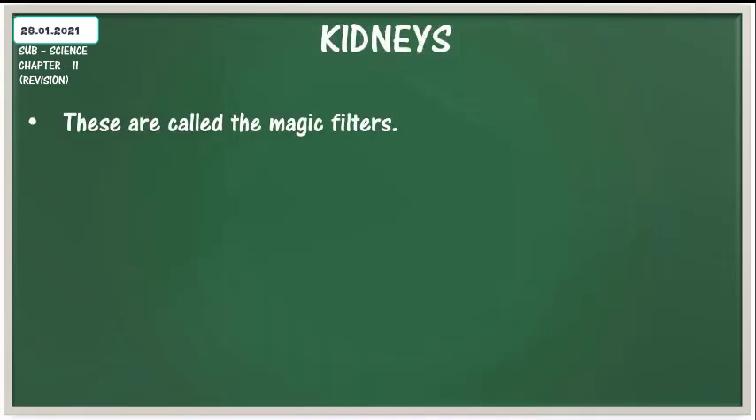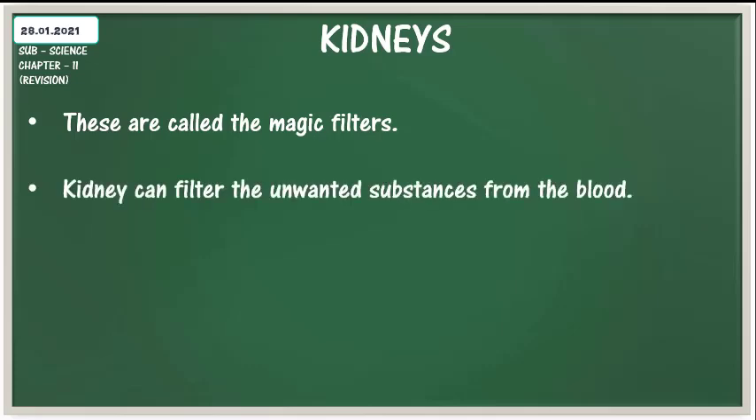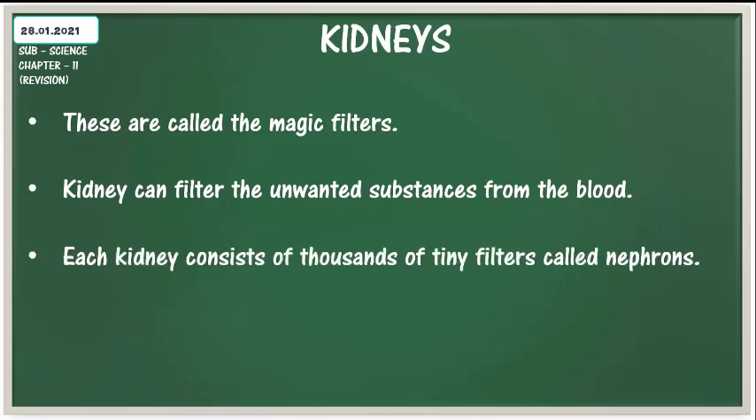Kidneys. Kidneys are called the magic filters. Kidneys are bean-shaped organs present at the back of our body, just above the waist. It is brick red colored, about 4 inches long. It is richly supplied with blood vessels. Kidneys can filter the unwanted substances from blood. Each kidney consists of thousands of tiny filters called nephrons.